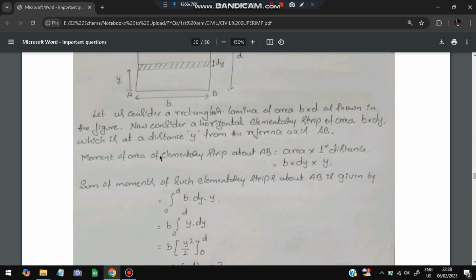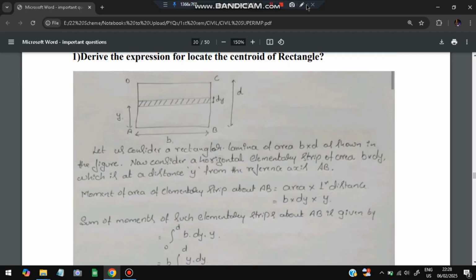First we'll calculate the moment of the elementary area about the strip AB. So what is the formula? Area into perpendicular distance. We are calculating the area of this strip. For this strip, what is the area?